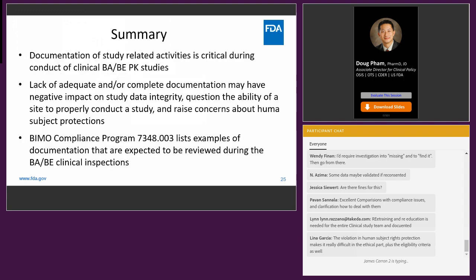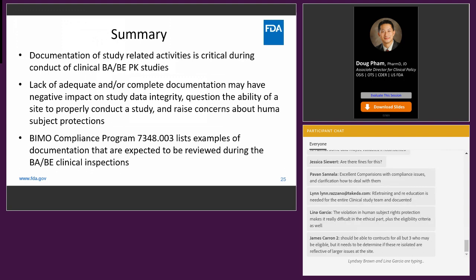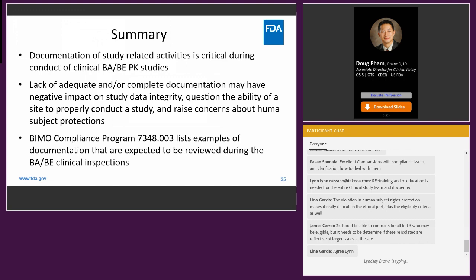So we finally reached the end of our talk today. It's been an absolute pleasure to cover some aspects about our clinical BA/BE program. But I'd like to leave you some parting words. First, documentation is critical. Second, missing or inadequate documentation may have a negative impact on data acceptability and data integrity, raise concerns about how a trial has been conducted at your clinical trial site, as well as raise concerns about human subject protections at your clinical trial site. Lastly, remember that CP 7348.003 is a gold mine of information. Use it to your advantage, especially as you prepare for future FDA inspections.